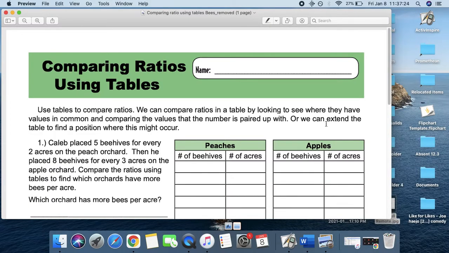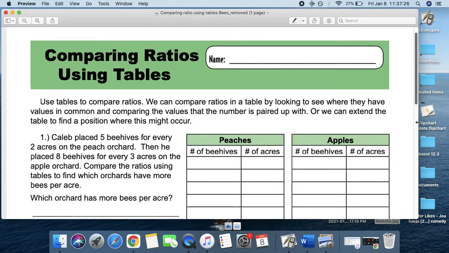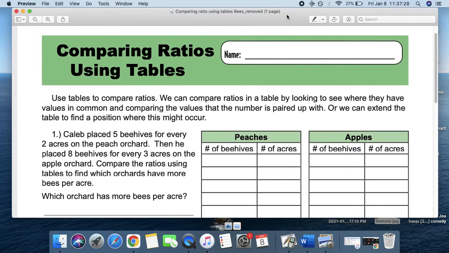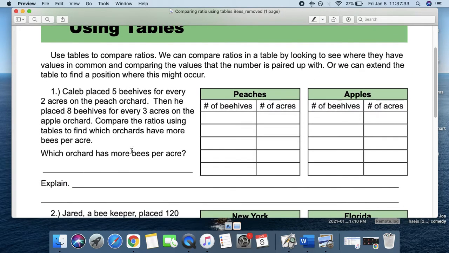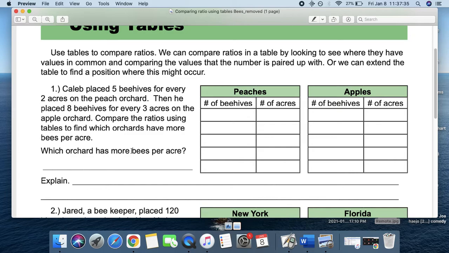Next question. Comparing using ratios, tables. Okay, so this one is fun. We have, again, Caleb. He put 5 beehives for every 2 acres of land. Beehives. Get some beehives.